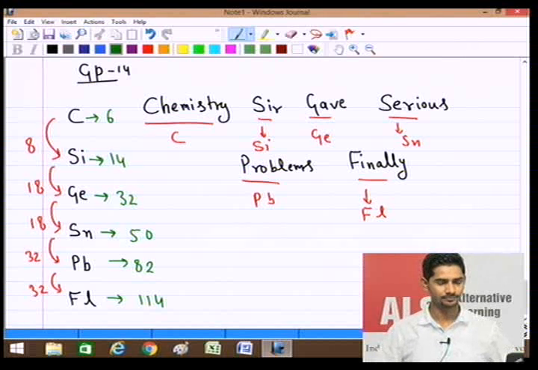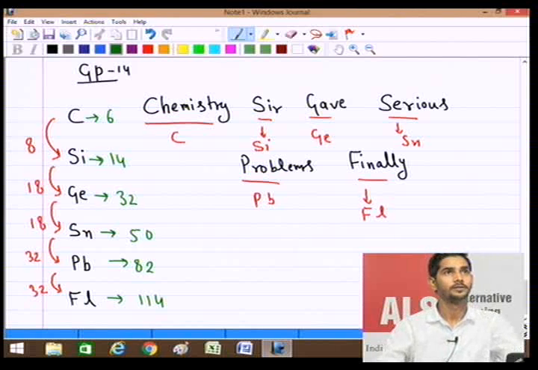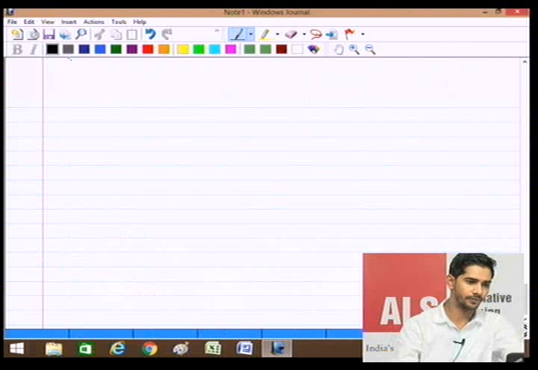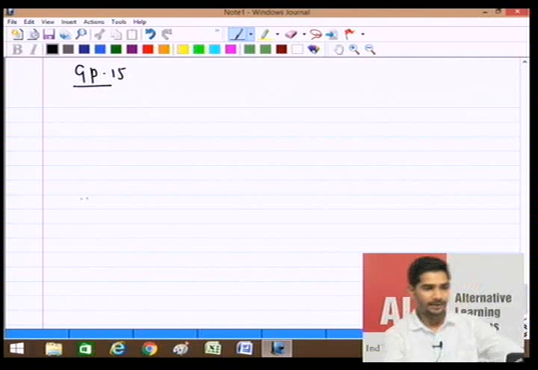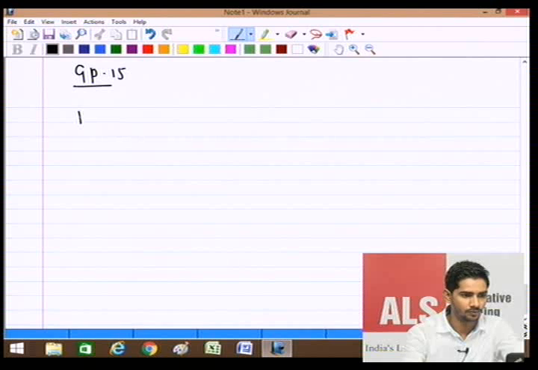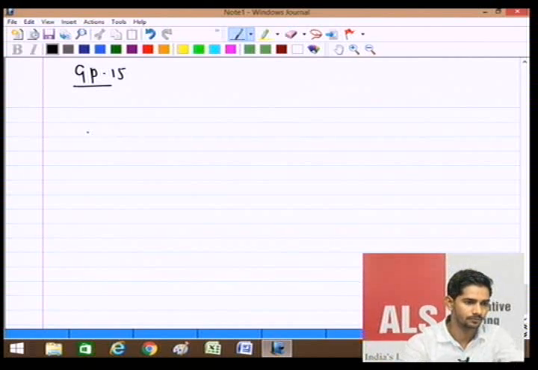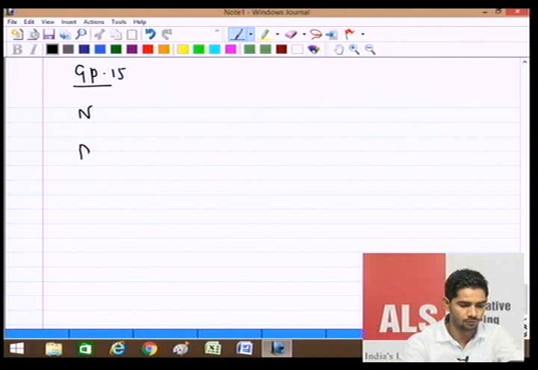So let's move on, guys. This is how we will complete group 14. Let's start with group 15. The elements are nitrogen, phosphorus, arsenic.